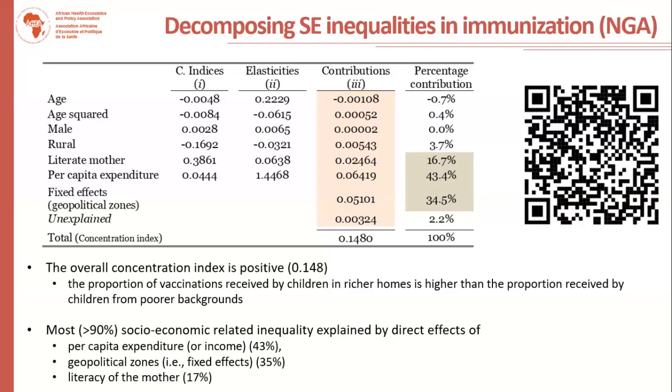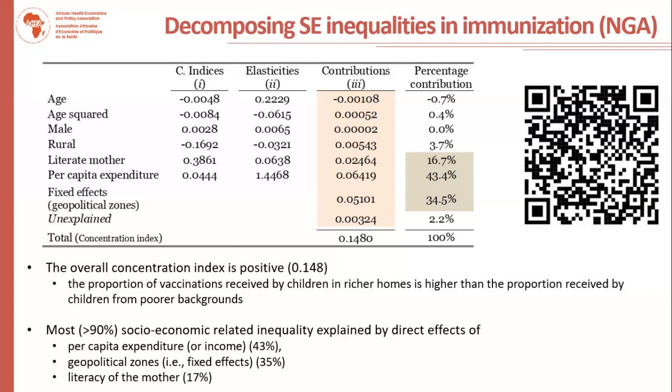Then the percentage contribution says what is the contribution of literacy of mothers to the concentration index. It's basically this divided by this, in percentage. What about geographic location? Remember the zones: regional disparities account for about a third of immunization inequalities in Nigeria. The largest, of course, is per capita expenditure. It's all about the money. The other ones are negligible. I'm not worried about age. The unexplained is 2.2, which is negligible, and it all adds up to 100.